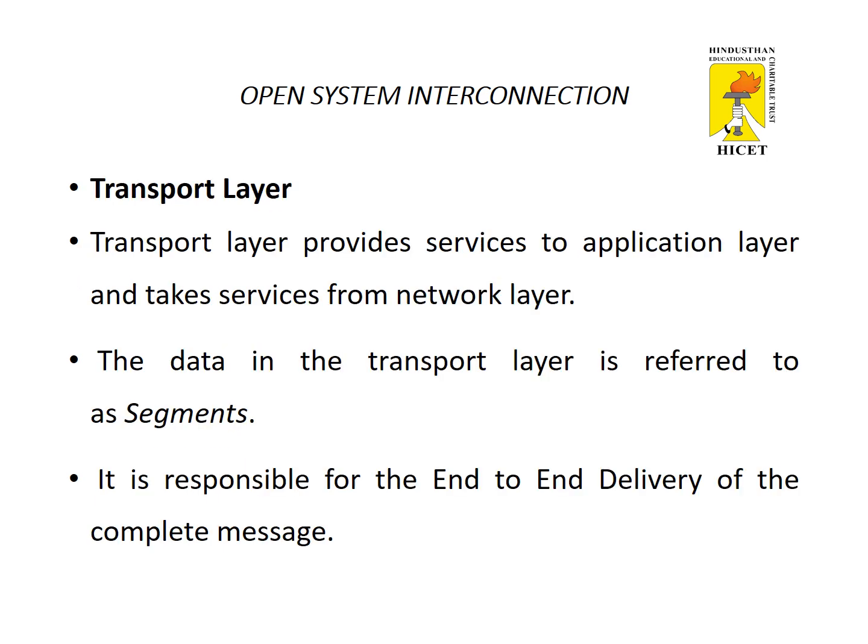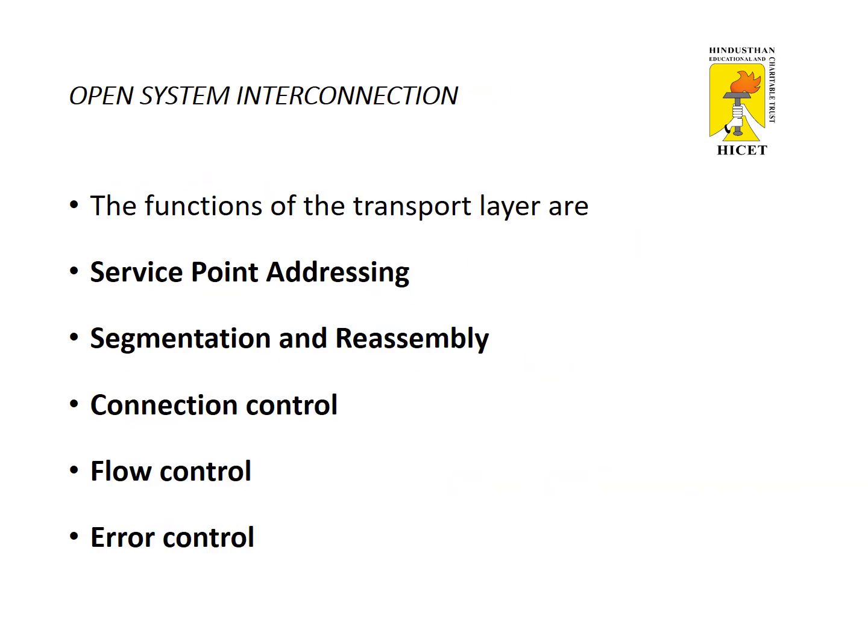Next layer is the transport layer. The transport layer provides services to the application layer and takes services from the network layer. The data in the transport layer is referred to as segments. It is also responsible for the end-to-end delivery of the complete message. The functions of the transport layer are service point addressing, segmentation and reassembly, connection control, flow control, and error control.